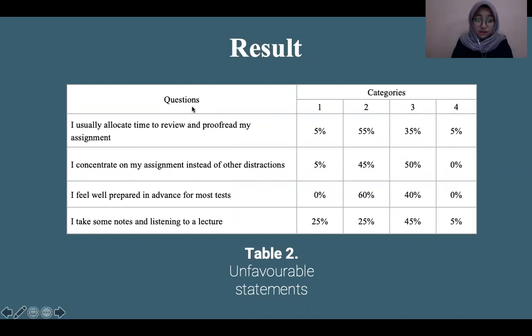And table 2 is for unfavorable statements. In this table, it shows that most students agree that they recheck their assignments and have prepared well in most tests with a percentage of 55% to 60%. Meanwhile, they disagree that they can concentrate on their assignment because of their gadget and they rarely take notes and listening to a lecture with a percentage of 45% to 50%.